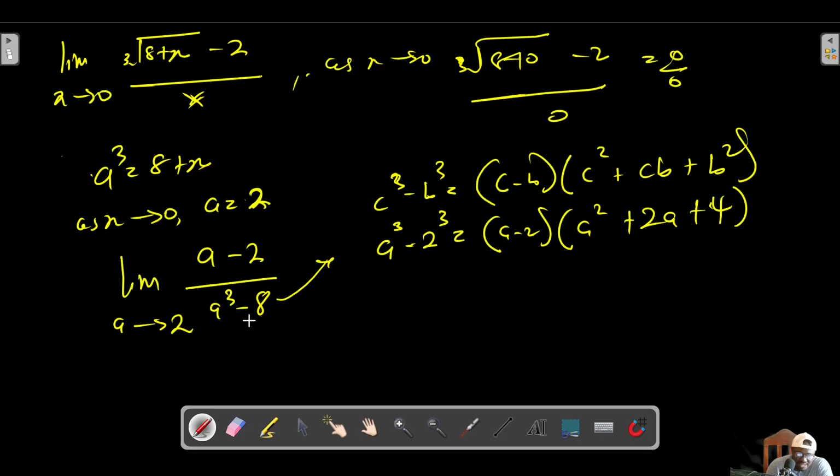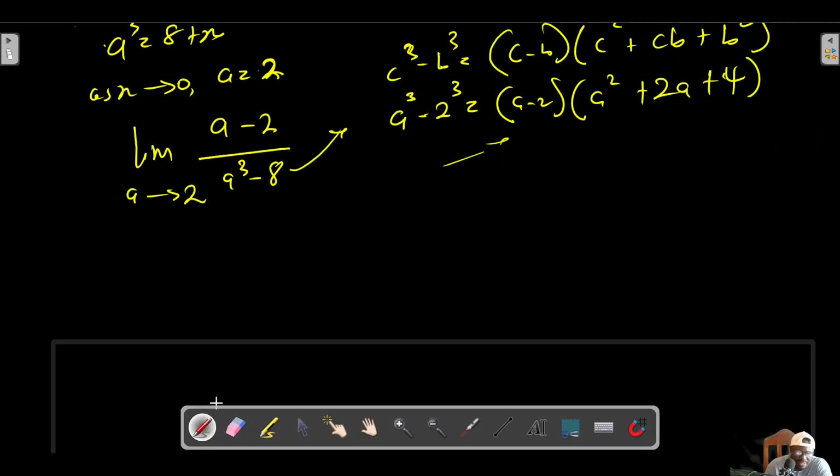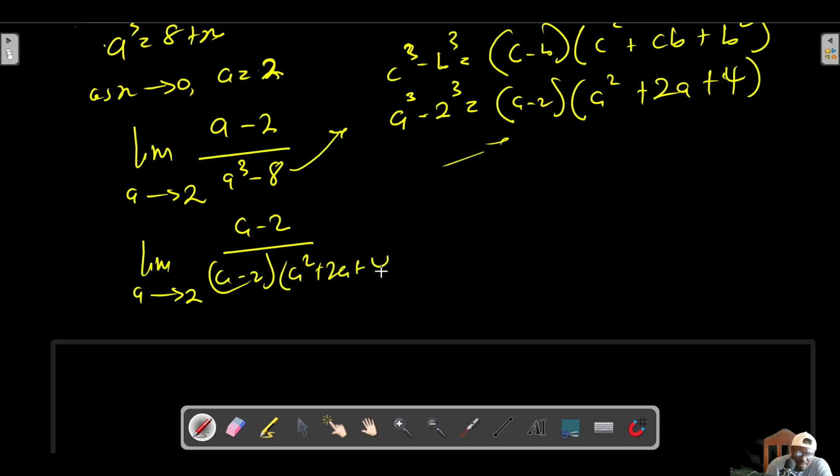So wherever you see this, we substitute in this expression. It is not difficult at all. So the limit as a approaches 2 of a minus 2 on a minus 2 in parentheses multiplying a squared plus 2a plus 4. This cancels this.